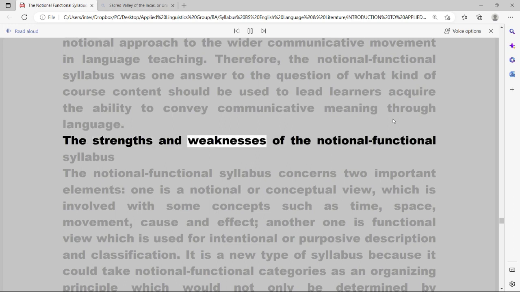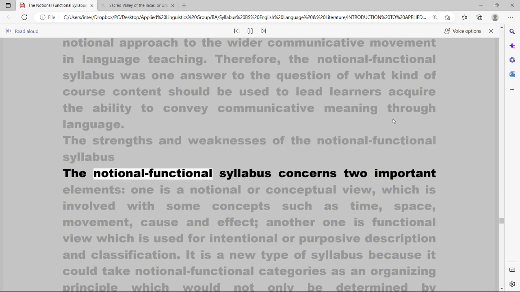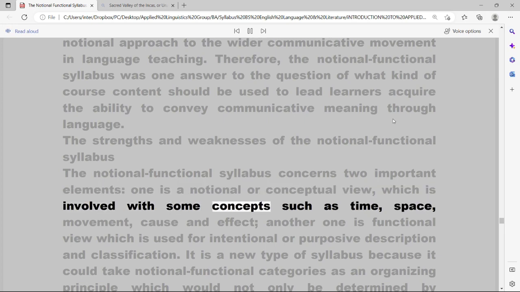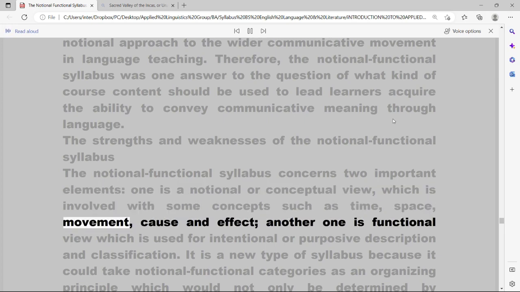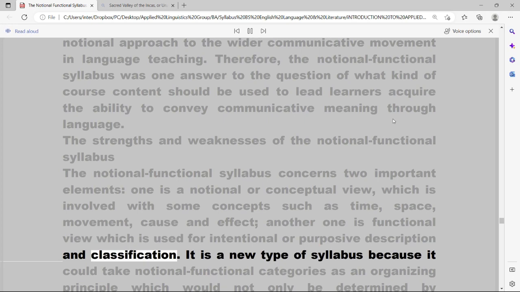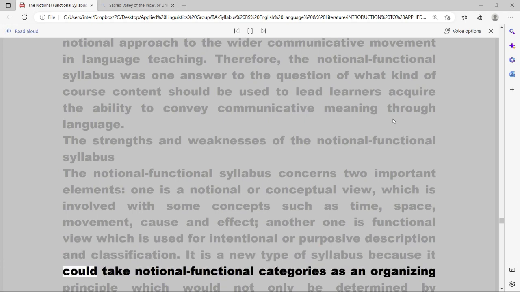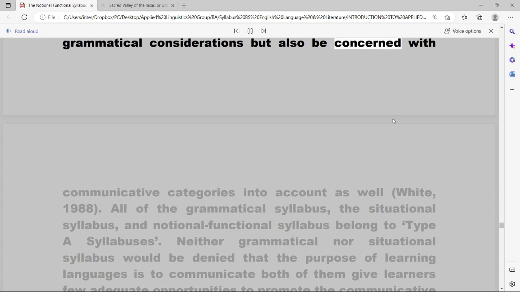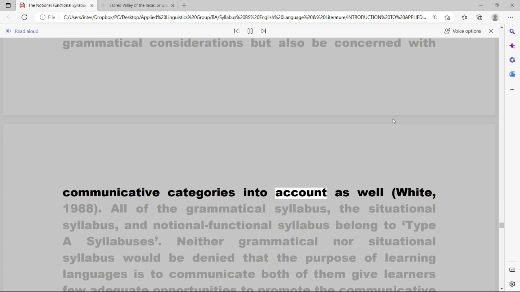The strengths and weaknesses of the notional functional syllabus. The notional functional syllabus concerns two important elements. One is a notional or conceptual view, which is involved with concepts such as time, space, movement, cause and effect. Another is the functional view, which is used for intentional or purposive description and classification. It is a new type of syllabus because it takes notional functional categories as an organizing principle, which would not only be determined by grammatical considerations but would also take communicative categories into account as well.